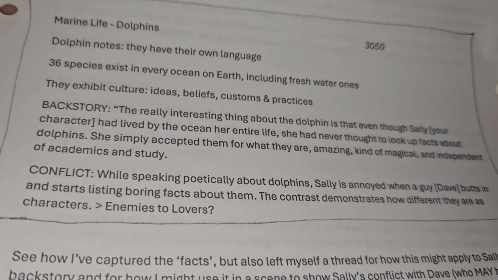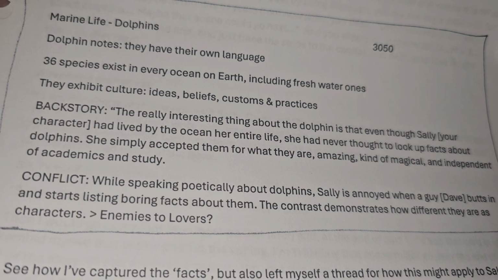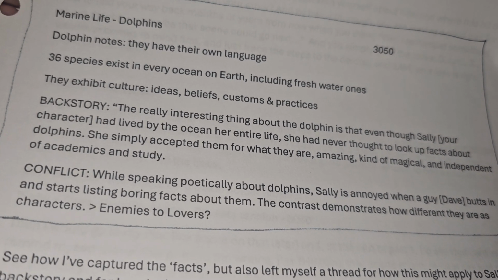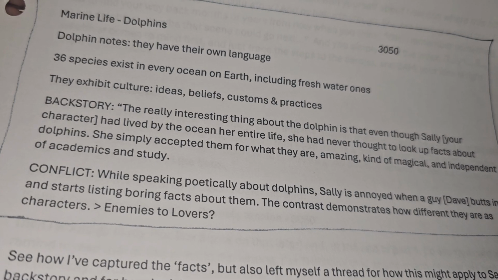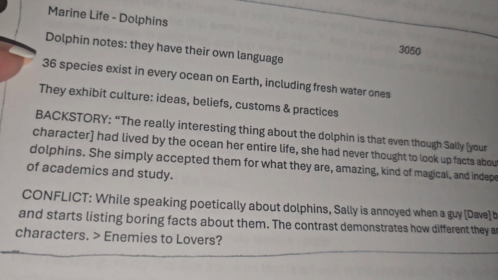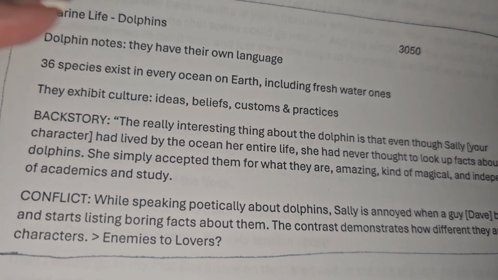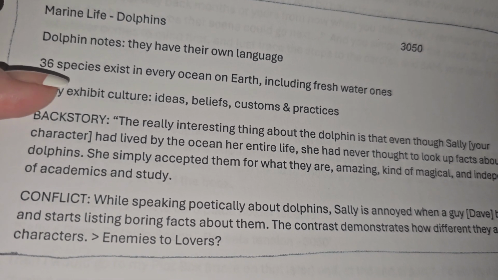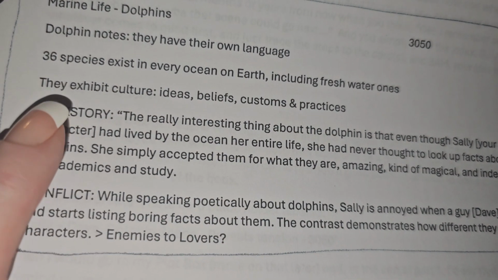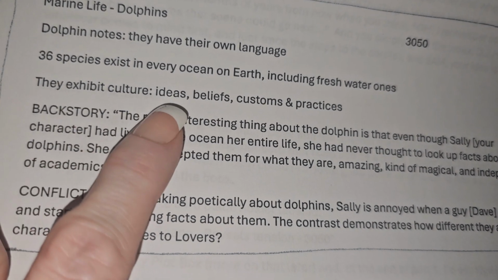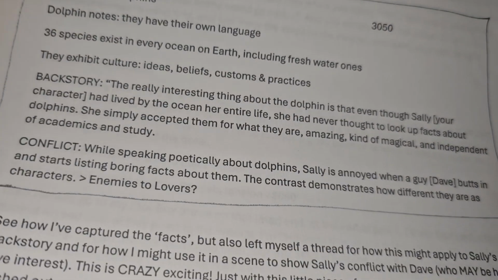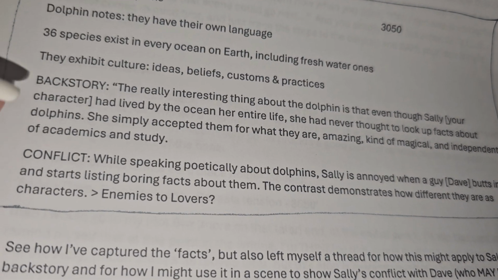Now, let's say you've made some notes from research and maybe from some things that you just know because you're a dolphin fan and you love them and think they're cool. So you just happen to know cool stuff about them. So on this card, I've noted dolphin notes. They have their own language. There are 36 species existing in every ocean on Earth, including fresh water. That's cool. They exhibit culture, ideas, beliefs, customs, and practices, all of their own as a species, which is wicked cool.